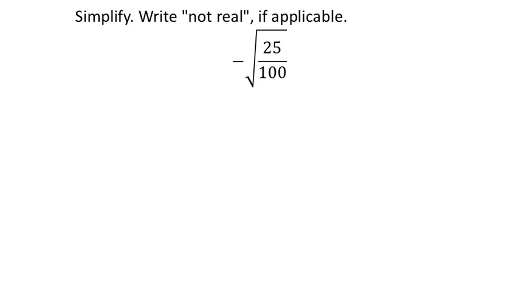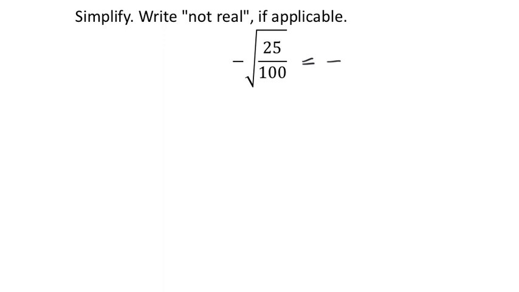Like this one. Again, if it's not real, it'll say write not real. So on the assignment, when it does, you just write not real. This one, the negative's on the outside, so this one is going to be real, which means we're expecting this one to be rational, okay? So it is going to be a negative.